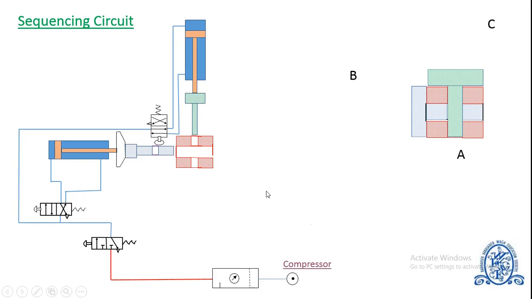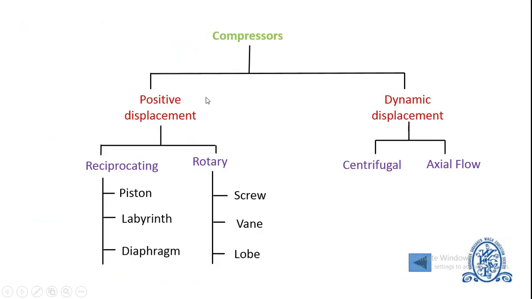Just like hydraulic pumps, the compressors are also classified as positive displacement compressors and dynamic displacement compressors. Positive displacement compressors are further classified as reciprocating compressors and rotary compressors. The examples of reciprocating compressors include piston compressors, labyrinth compressors, diaphragm compressors, etc. Whereas the examples of rotary compressors include screw compressors, vane compressors, lobe compressors, etc. The examples of dynamic displacement compressors are centrifugal compressors and axial flow compressors.